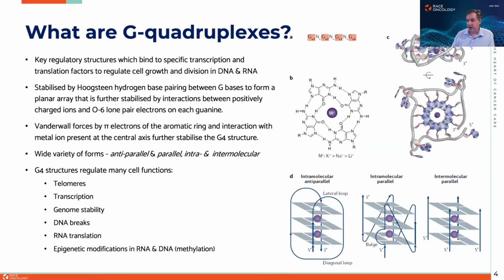There's more than 80 different types known. They all have different effects. They're all bound by different drugs. So as you can imagine, the complexity of this gets really important. But they're really important at regulation of cell functions.